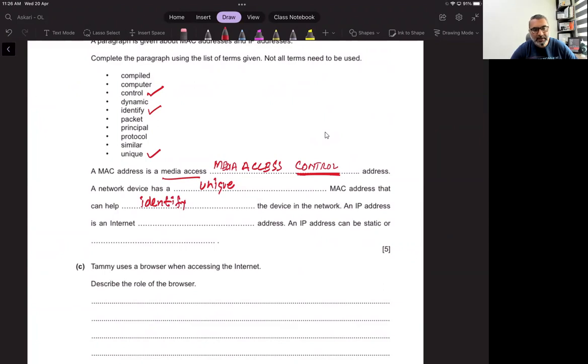An IP address, IP is Internet Protocol. So an Internet Protocol address. An IP address can be static or dynamic. What does it mean, static and dynamic? Whenever an IP address is given and it is always the same, whenever you get attached to the network and the IP address that you have is the same, it is static. But generally that does not happen. It is not the case.